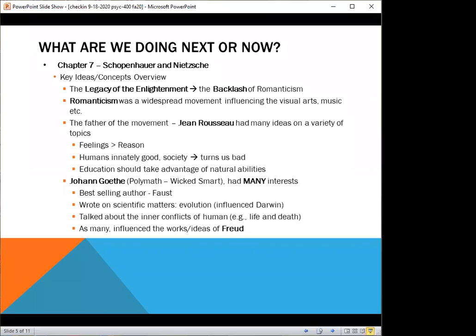He wrote a play called Faust, which was a very, very popular play, and something that was talked about at the time, something that people had a great deal of interest in. So he was writing what would be the equivalent of blockbuster movies today back then, and he was that popular. But he was also very much interested in scientific matters as well.